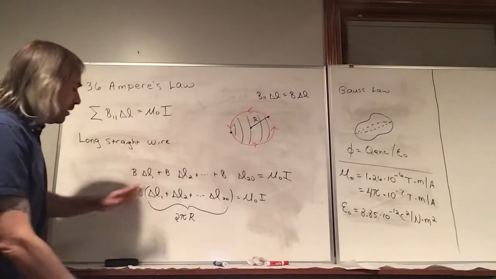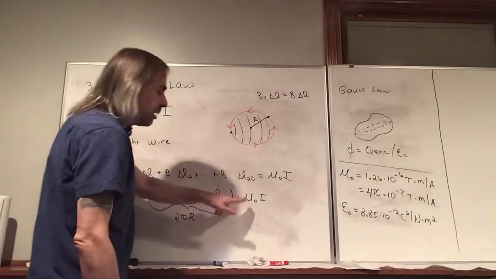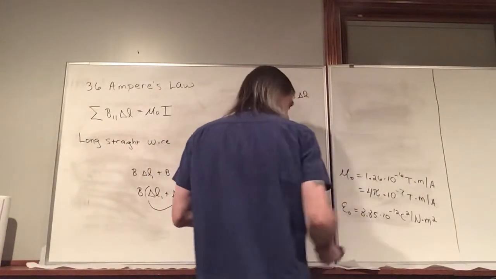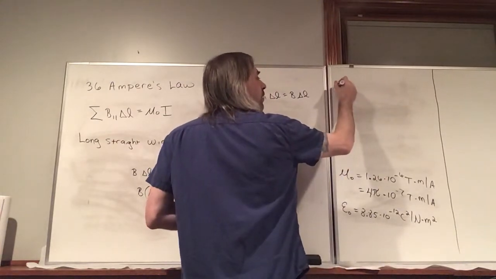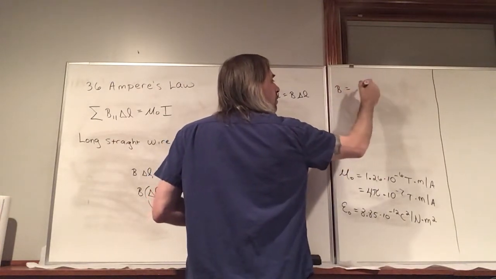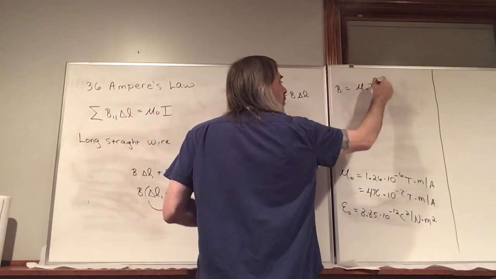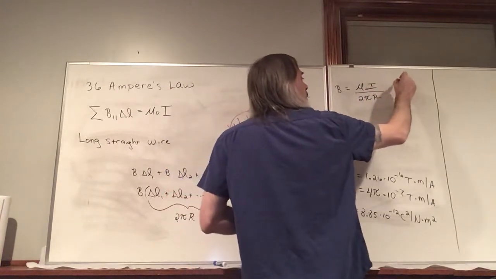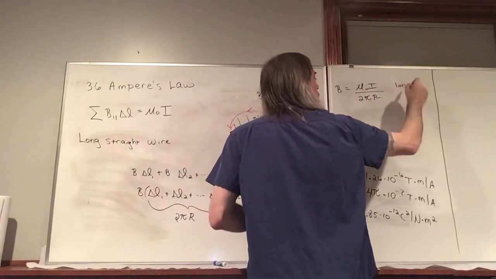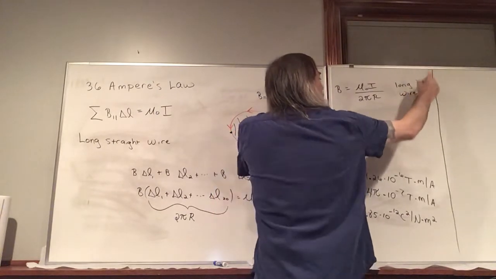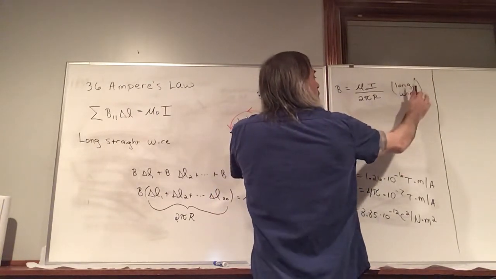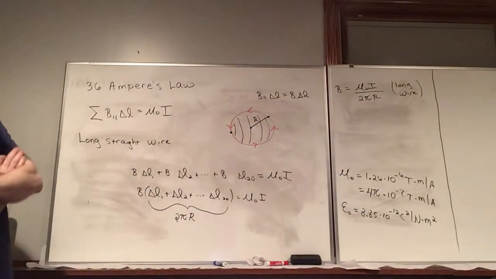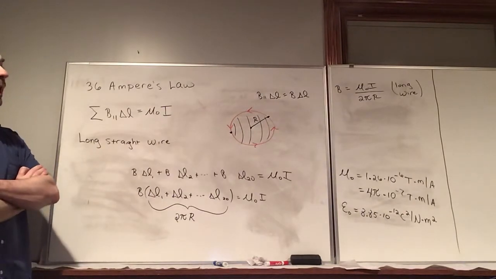So ultimately what we have is B times 2 pi r is mu naught I. We don't need Gauss's law anymore. Let's just solve for B. So this is for a long wire. It has to be a straight wire. Okay, so using Ampere's law, we can find the magnetic field due to a wire.